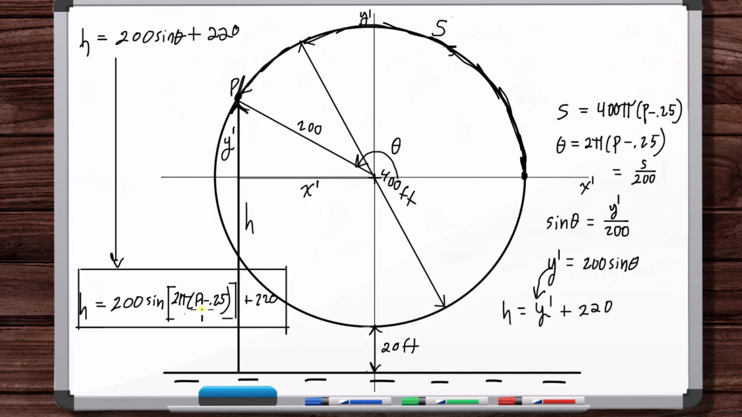Into the software, you have a p-value for the passenger or a bucket. You put it through this formula, thinking about this as a trig function. You put your trig function in radian mode, put it into this formula, and you get h.